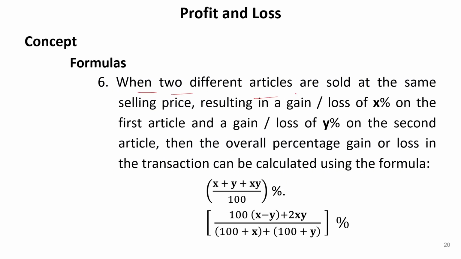So when two different articles are sold at the same selling price, both are sold at the same price, resulting in a gain or loss of X% on the first article and a gain or loss of Y% on the second article, then the overall percentage gain or loss in the transaction can be calculated using the formula what? (X + Y + XY/100)% into 100 into (X - Y + 2XY) whole by (100 + X) plus (100 + Y)%. Okay.